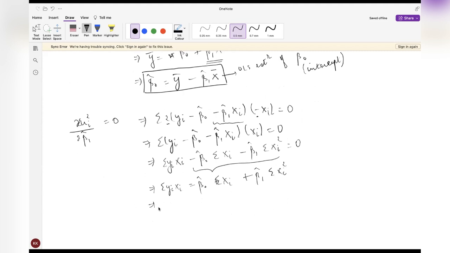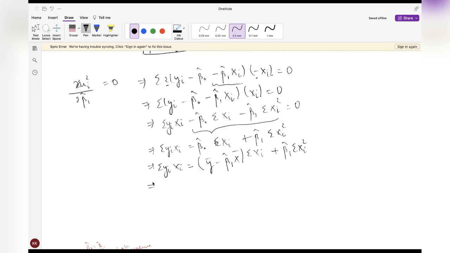Now, in the next step, we will be substituting the value of beta naught hat, which was nothing but y bar minus beta 1 hat into x bar, into summation of xi plus beta 1 hat into summation of xi square. So this will yield us, on opening this equation, summation of yi xi is equal to y bar, because this is a constant, summation of xi minus beta 1 hat into x bar into summation of xi plus beta 1 hat into summation of xi square.